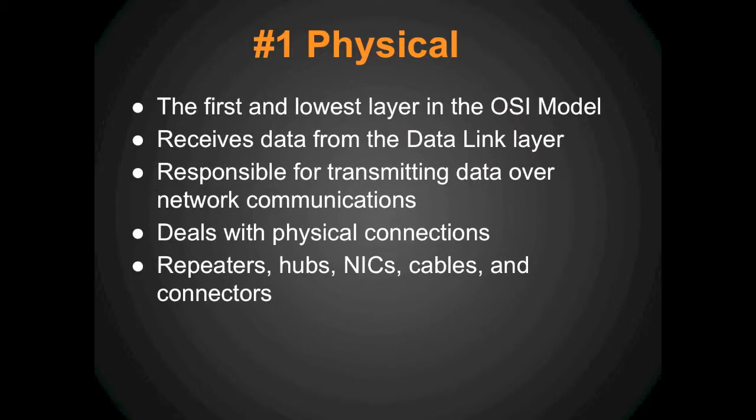The physical layer is the first and lowest layer in the OSI model. The physical layer receives data from the data link layer. This layer is responsible for transmitting data by converting a signal from one form to another so it can be physically transmitted over a communication channel. Devices that operate at the physical layer include repeaters, hubs for connecting devices in a local area network, network interface cards, cables, and connectors.